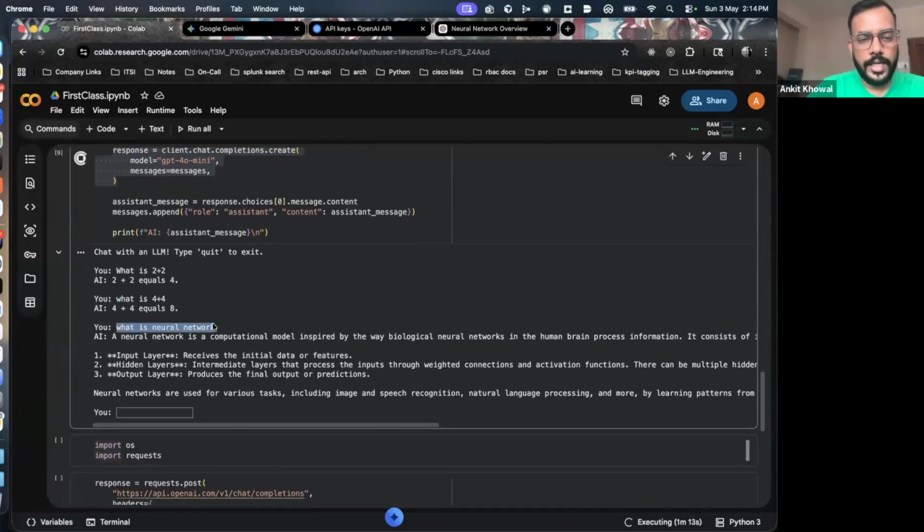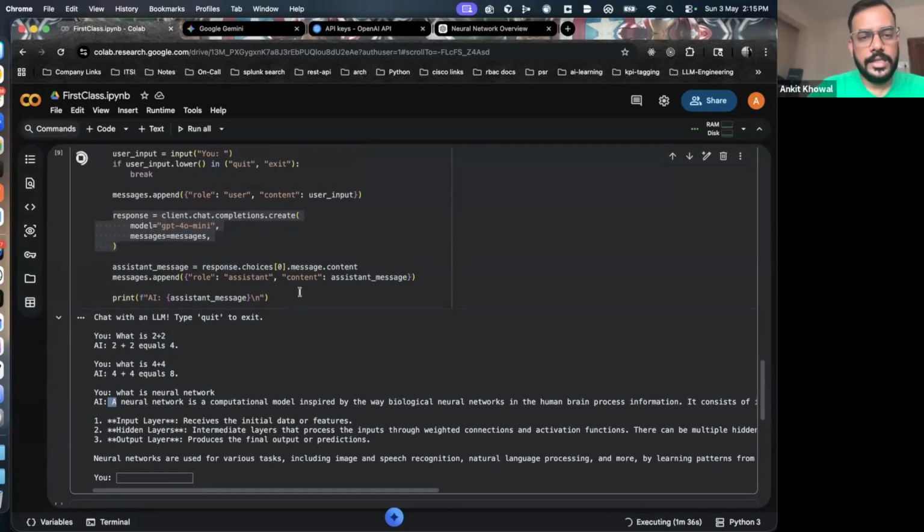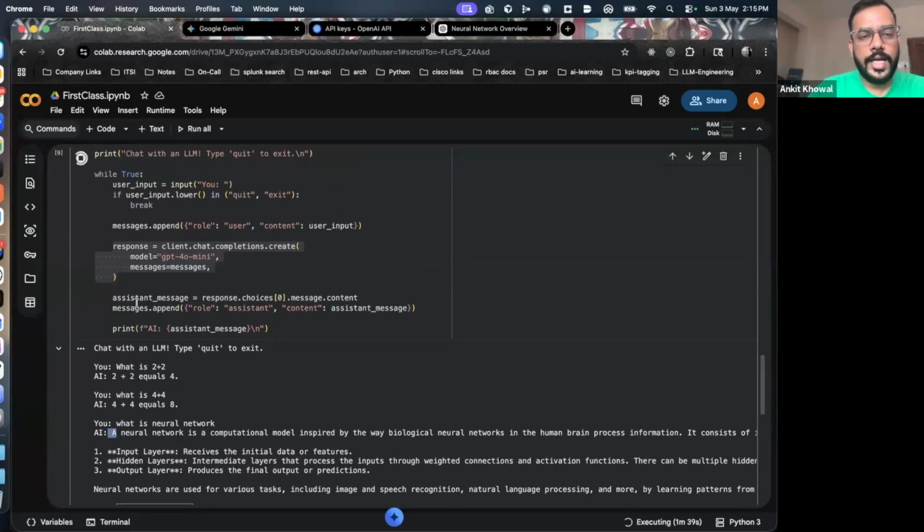What is a neural network? Here there is some math. Forget about it. What is a neural network? I asked this question. Now let's relate back to the concepts that we learned. What is it doing? Predicting one word at a time. What is a neural network? Like this, it's generating the answer. So this is what is happening behind the scenes. This is the way via which you are calling it via SDK.